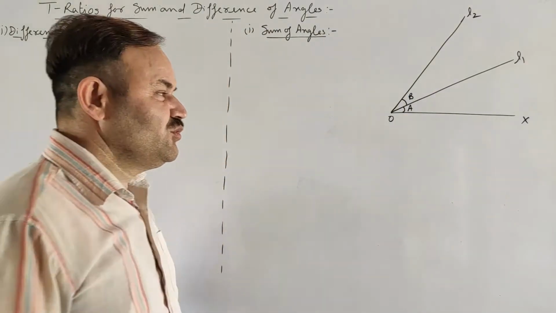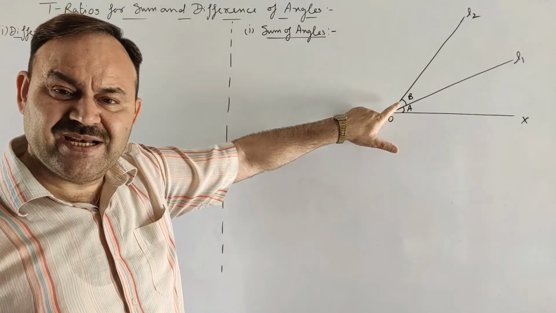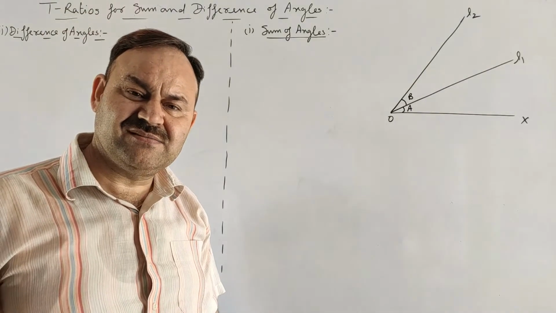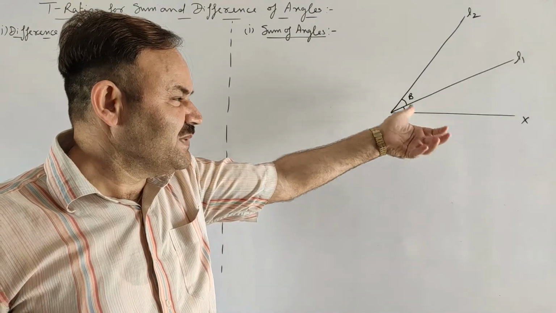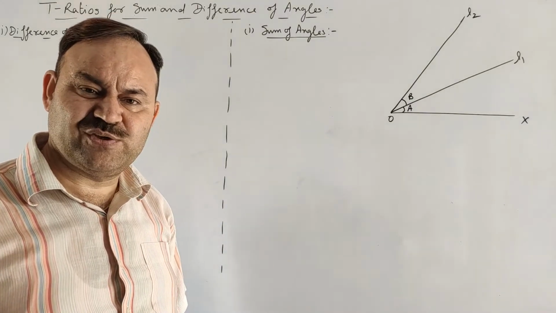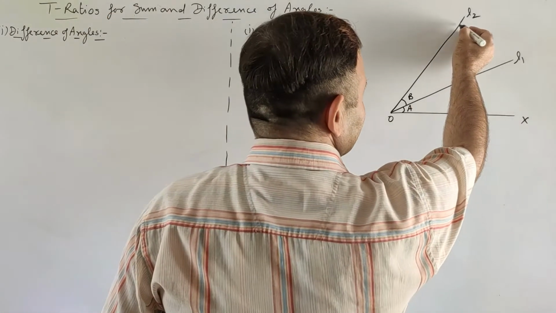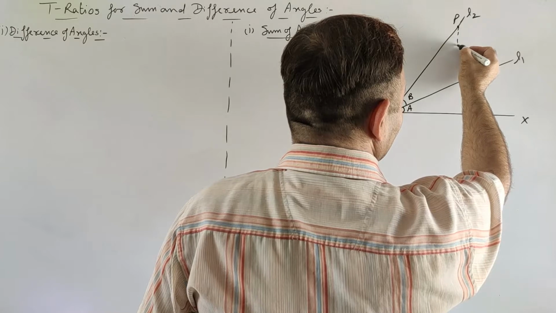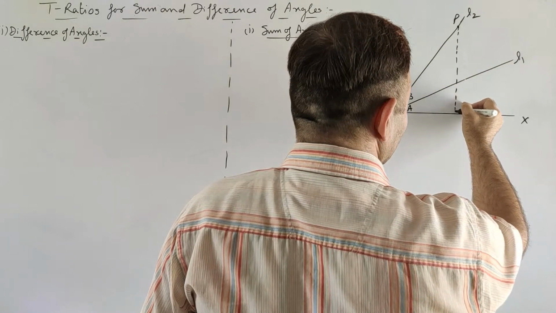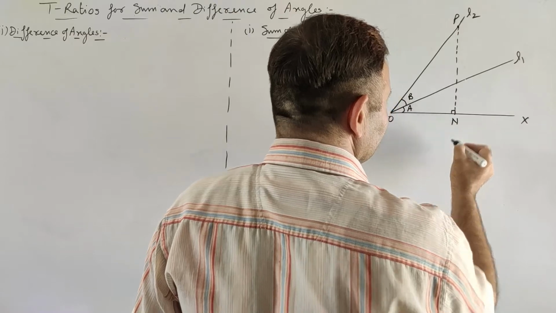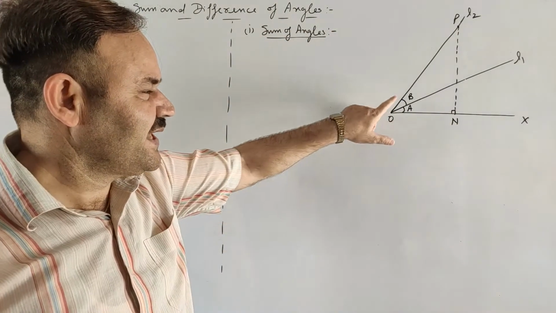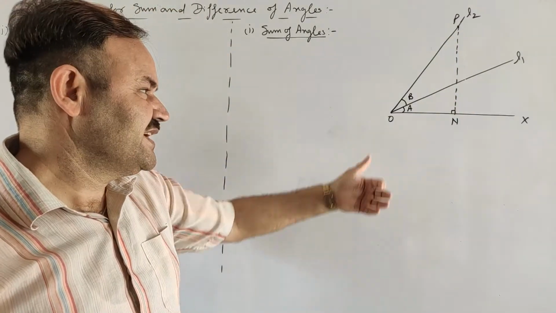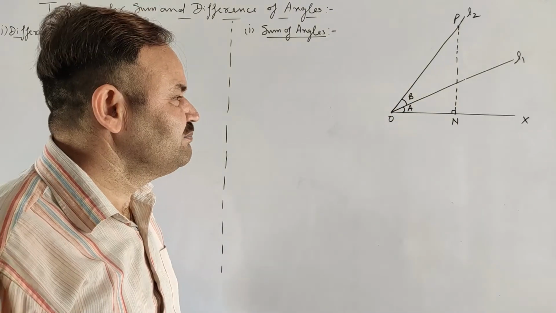Then to obtain T ratios for angle A plus angle B, that is A plus B, we will be requiring a right angled triangle with A plus B as one of its acute angles, and for that we will take a point, say P, on line L2, and will draw a normal on baseline OX. Say foot of the normal is N. Then for angle A plus B, perpendicular is PN, base is ON, hypotenuse is OP. So we can apply trigonometry for angle A plus B.